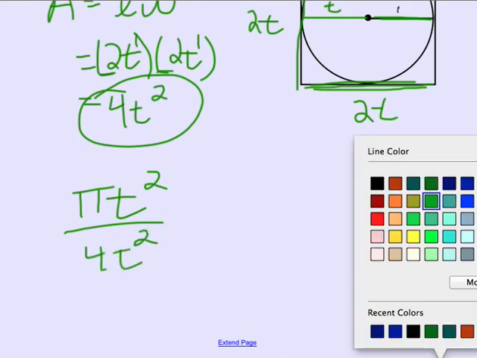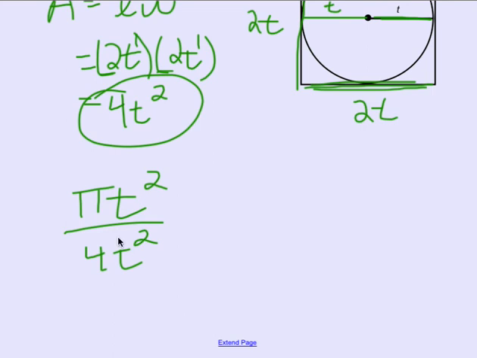Now I notice that I have t squared over t squared, so that's going to cancel out. And then I'm just left with pi over 4. So no matter how big your square is, no matter how big your circle is, if you put a circle inside of a square, the ratio between the two will always be pi over 4. So that's kind of a neat piece of trivia for you.